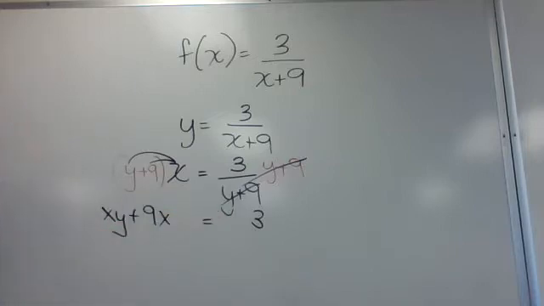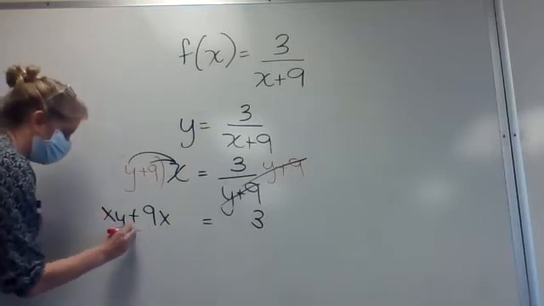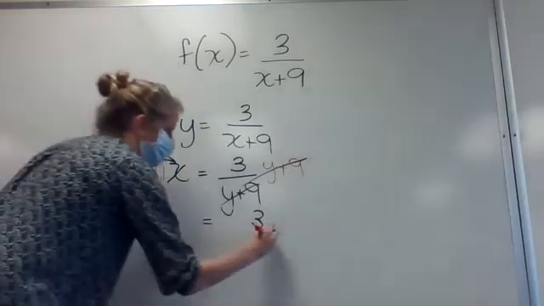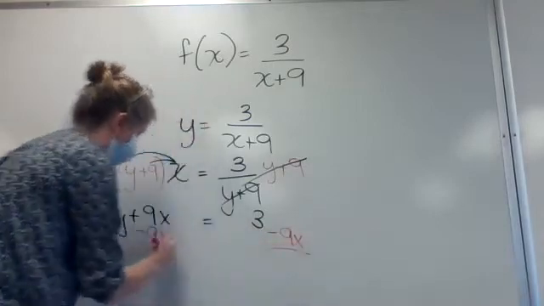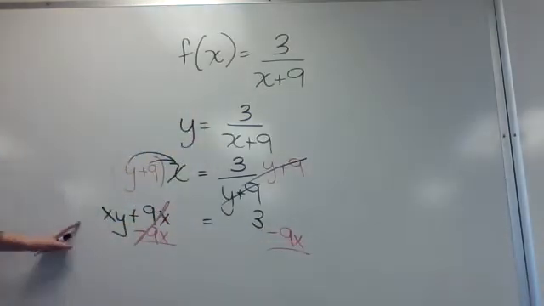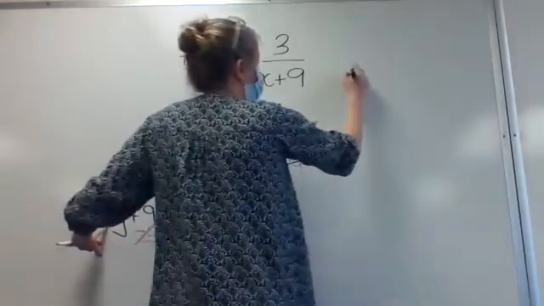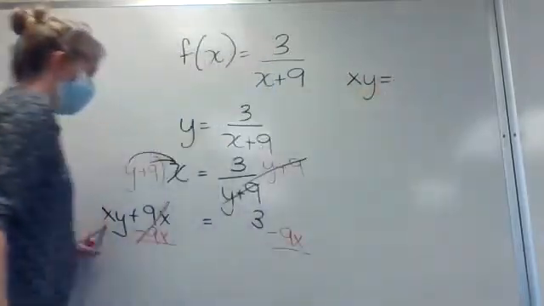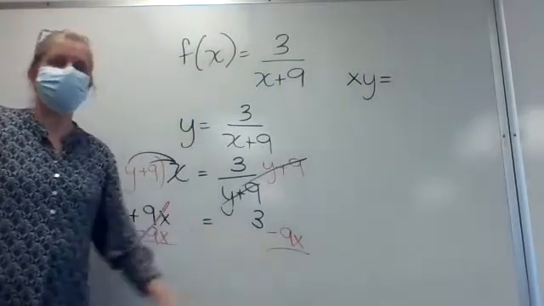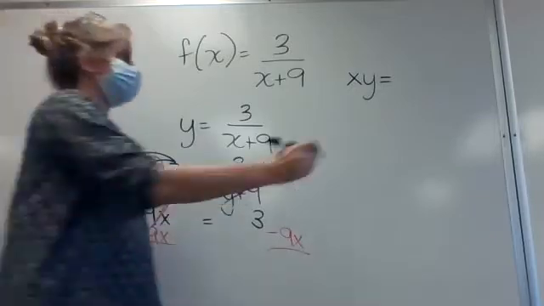So the first thing I want to do is get rid of that plus 9x. How do you get rid of plus 9x? Right. Okay, now I'm going to take it up here so y'all can see better. What's left on the left side? Just xy. On the right side equals 3 minus 9x.